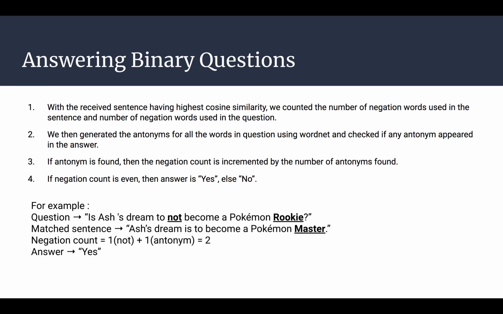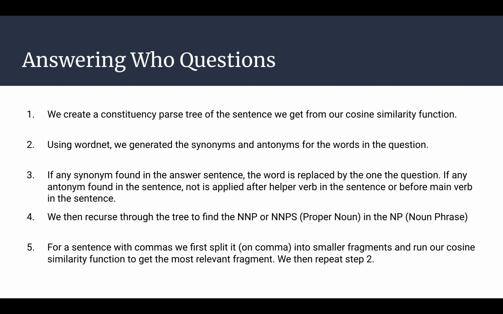When answering binary questions, we essentially check whether or not negation exists. The algorithm can be seen on the screen, but we essentially check whether there's an even or odd amount of negations in the sentence and question or not. In this case, there's 2, so the answer is yes. If there's an odd number, it's no.